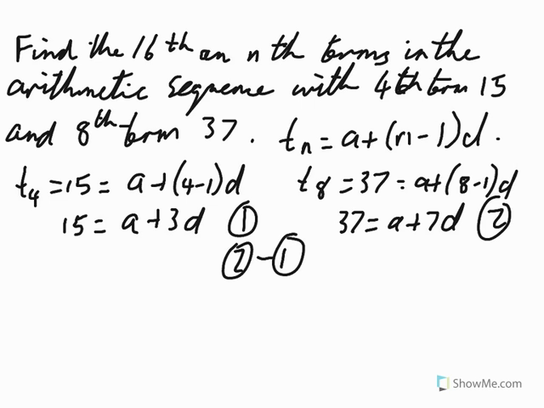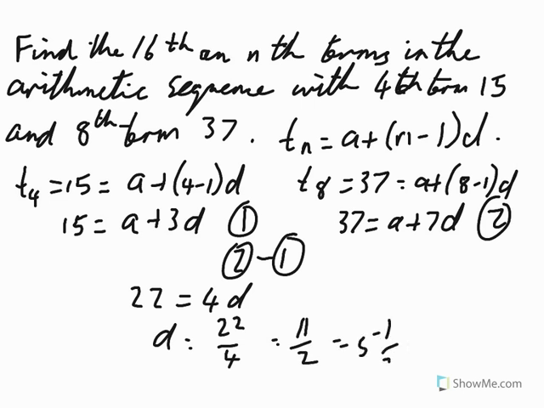In this case we can do 2 take 1. So when we do that, 37 take 15 would be 22. A take A is 0, 7d take d is 4d. And so that then means that d is 22 over 4, 11 over 2, or 5.5, whichever we like.